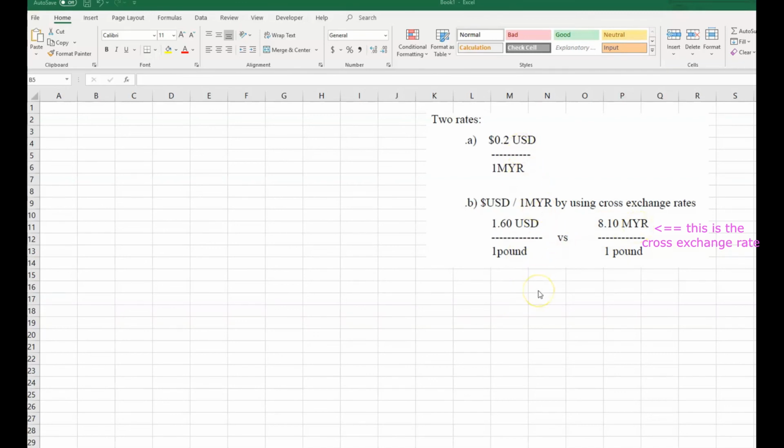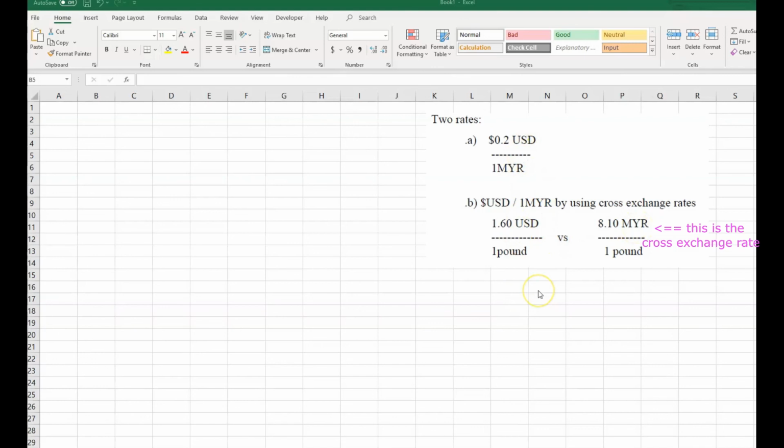Our objective is, from B, for the one direct quote and the one cross exchange rate, we calculate the direct quote between USD and ringgit. Then we compare A and B, the implied direct quote and the quoted direct quote. If they're equal, there's no arbitrage opportunity. If they are not, then we have an arbitrage opportunity.